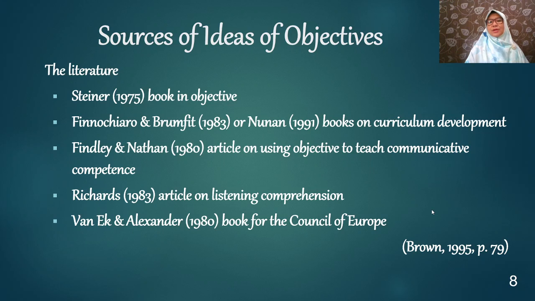And the last book is for the Council of Europe from Van Eck and Alexander in 1980. But it does not mean that today we only refer to these books. We can also find many other books on the internet. They are very available nowadays. Then we can develop our objectives based on the situation today, which is relevant.